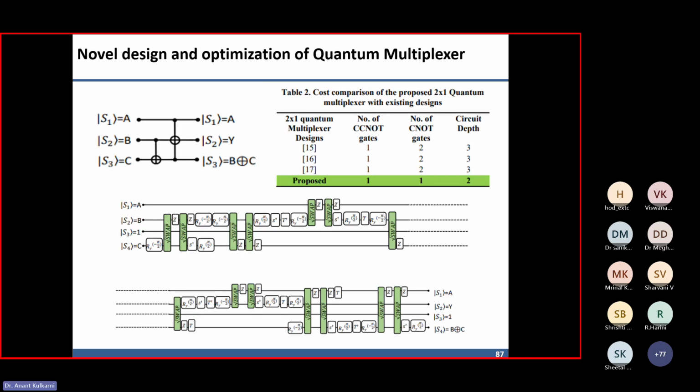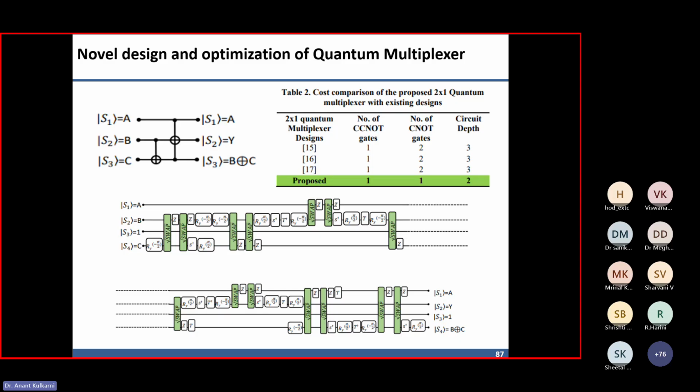One more work we had presented in one of the papers is a novel design optimization of quantum multiplexer. Quantum multiplexer is a very, very important logic design from the perspective of reversible Boolean computing. We presented this design in collaboration with SRM University Chennai; one of the authors collaborated with me.